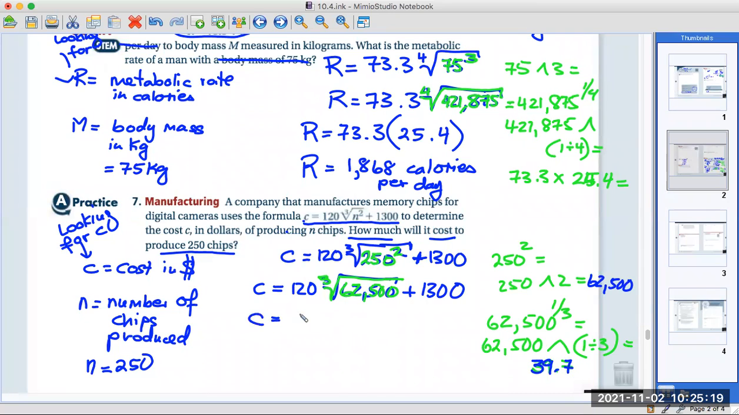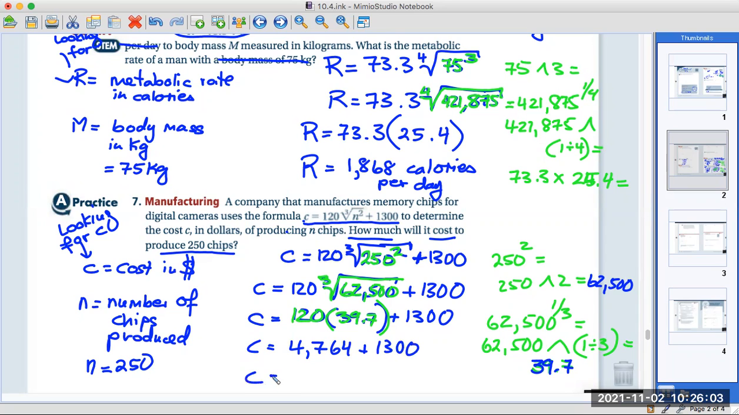So I rewrite, then comes this right here. I'm putting the answer in parentheses. You multiply next. Multiplying comes before adding. So that's kind of order of operations. So 120 times 39.7, I believe, is 4,764. And now plus 1,300.